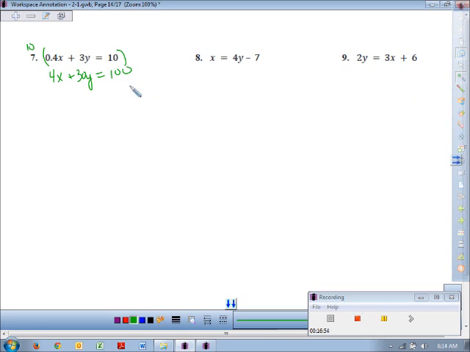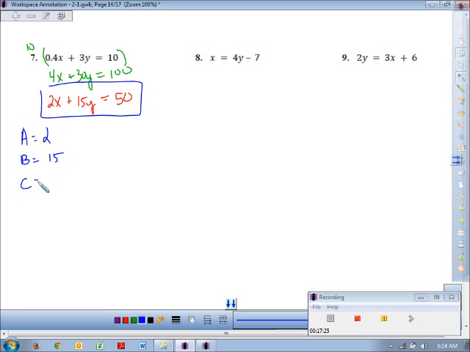It is in the right order, but there is a GCF that goes in. They're all even, right? So 2 will go in. So that becomes a 2x, reducing by a factor of 2, plus 15y equals 50. And that's as much as we can reduce it because 2 is a prime number right there, and it doesn't go into 15 evenly. So let's box that: a equals 2, b equals 15, and c equals 50.